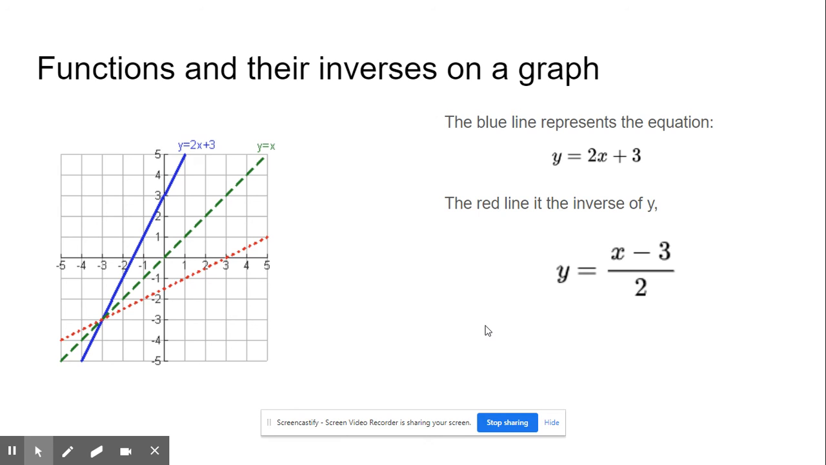Graphically, functions and their inverses are also reflections over the line y equals x.